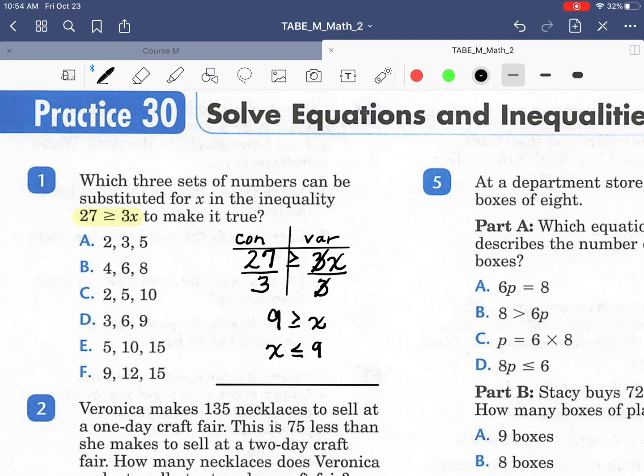If you want to graph, you don't have to, but I like to graph because it shows me what my interval will be. So 9 and below. A would fit 9 and below. B would fit 9 and below. C can't because 10 is bigger than 9. But D fits 9 and below. So A, B, and D are the correct answers to number 1. E and F both have things bigger than 9, so we can't use those.